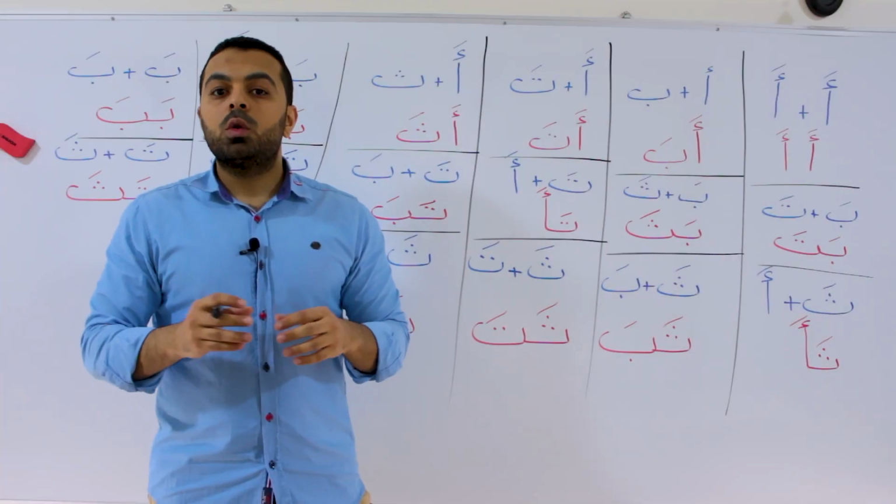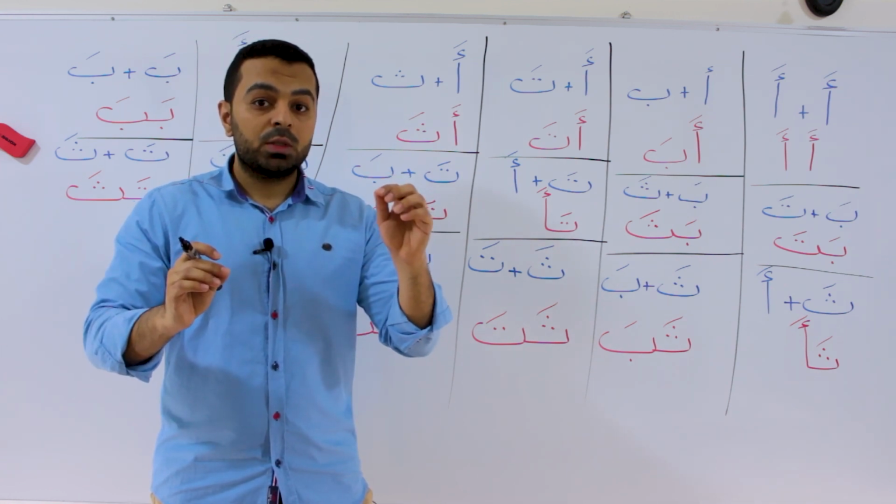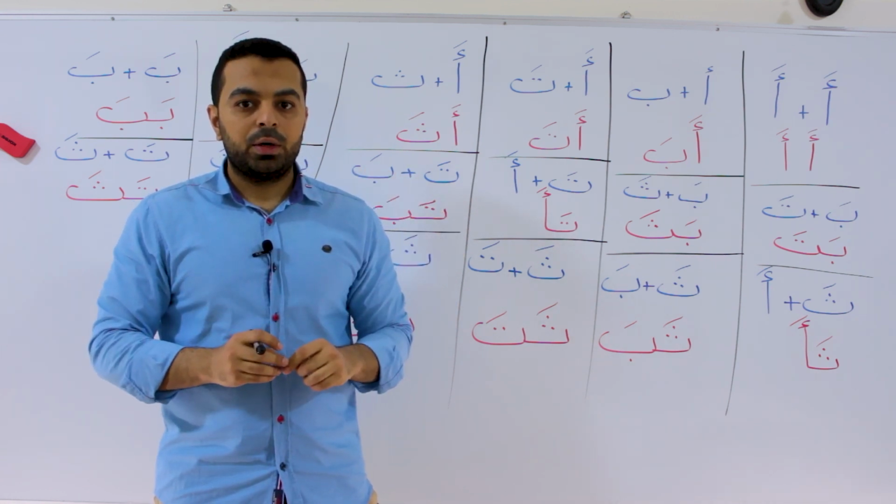Hi, welcome to lesson 4. In this lesson, we're going to combine 2 sounds with Fatha, and then we're going to combine 3 sounds of them. Let's jump to the whiteboard and explain this. Okay, we're going to combine 2 short vowels with Fatha together.